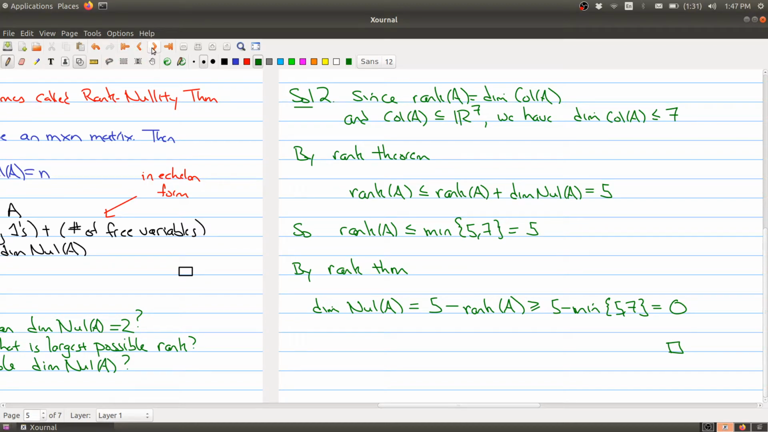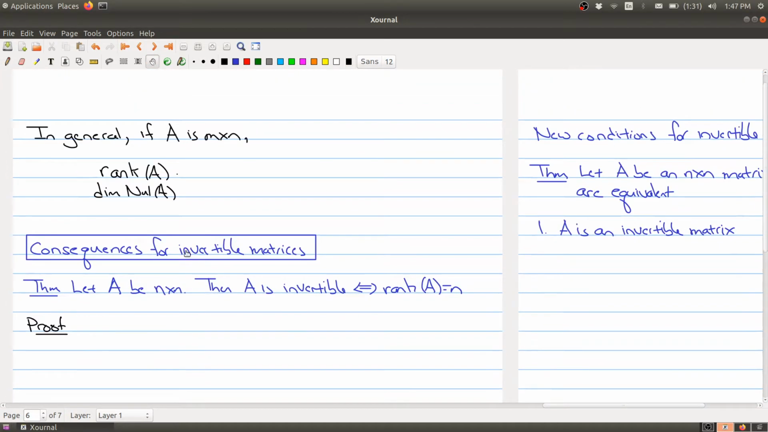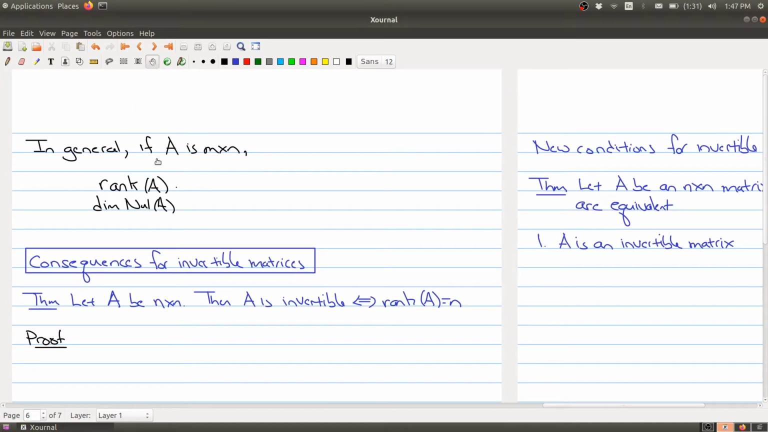Okay, but there's actually something deeper going on here. In general, if you have an m by n matrix, we can replicate what we did in this example to prove the following facts: the rank is always less than or equal to the minimum of m and n, and the dimension of the null space is always at least n minus the minimum of m and n. So we always have these bounds coming from the rank theorem.